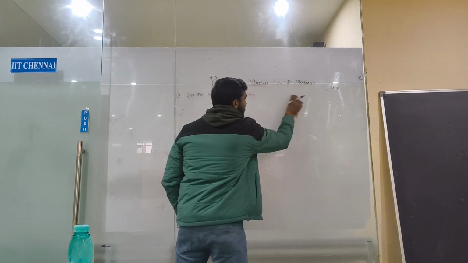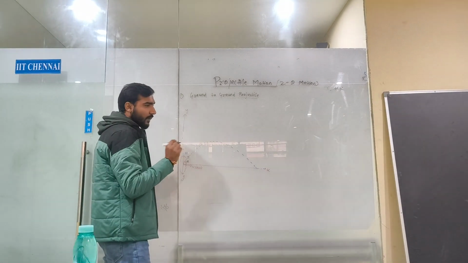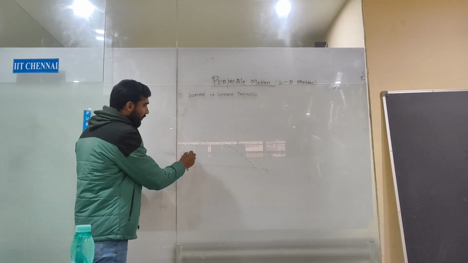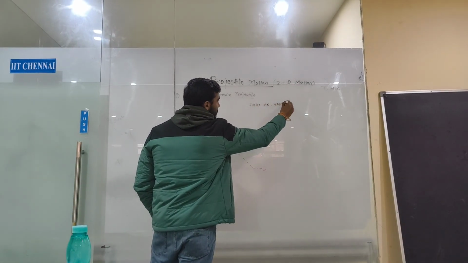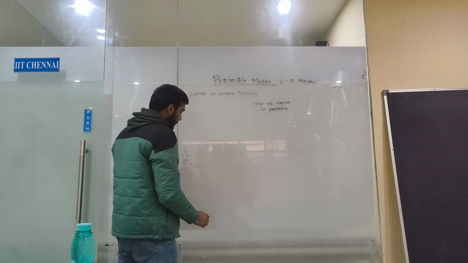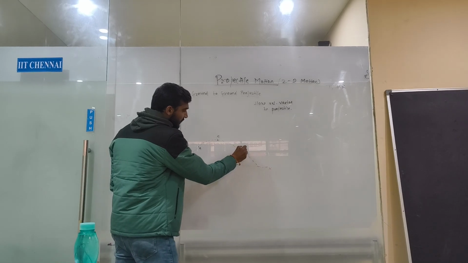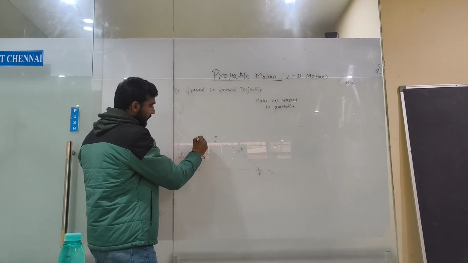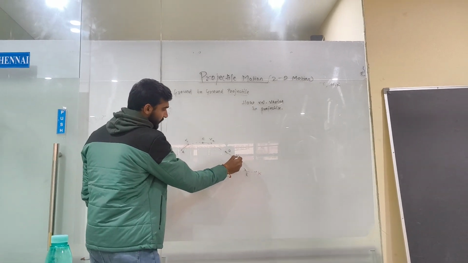I'm going to find out the time. Let's find out the time t. Before going to find t, I want to explain one more thing: how velocity varies in projectile. This is point A. Let's say this is B, this is C, this is D, this is E. At point B, let's say there is velocity v1. At C, velocity v2. At D, velocity v3.